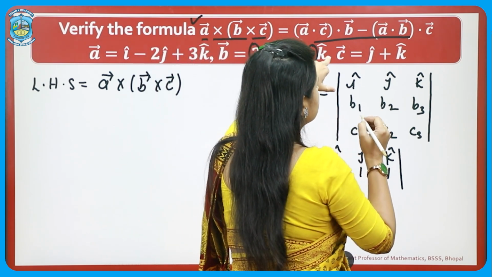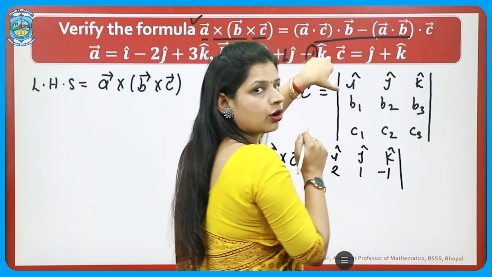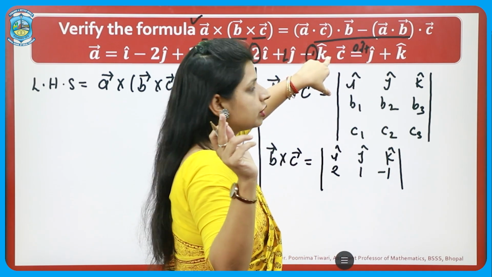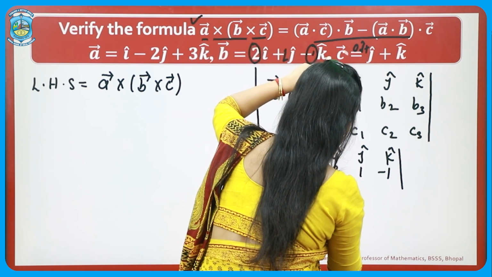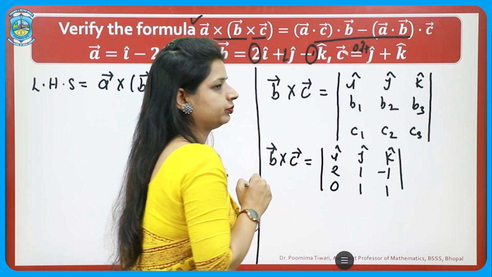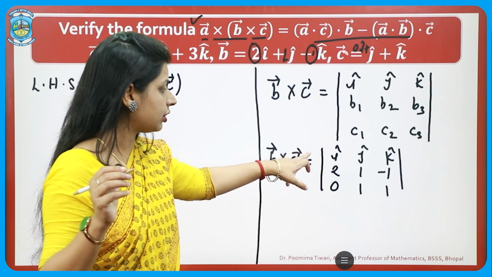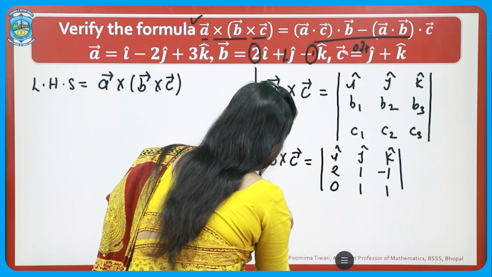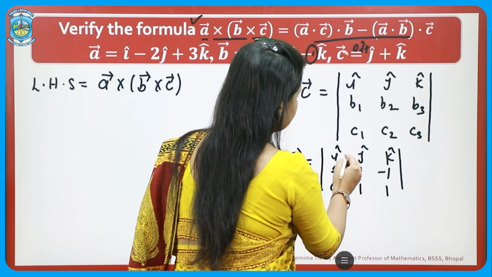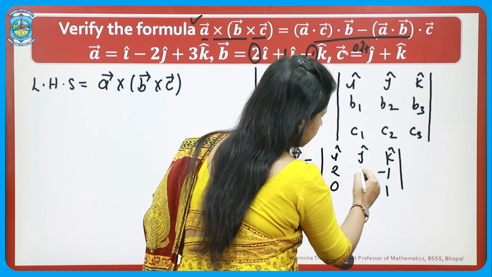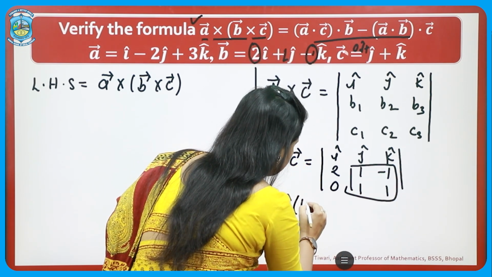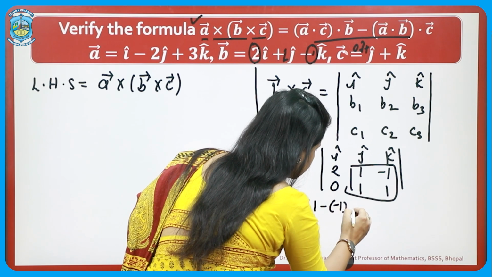Now, for the coefficients of C, here we have no term of i cap, that is the term is like 0 into i cap. So, the coefficient of i cap is 0, j cap is 1 and k cap is also 1. Now, we have to solve this determinant. We will solve it as i cap, and we have to take the determinant of 1, 1, 1, minus 1.